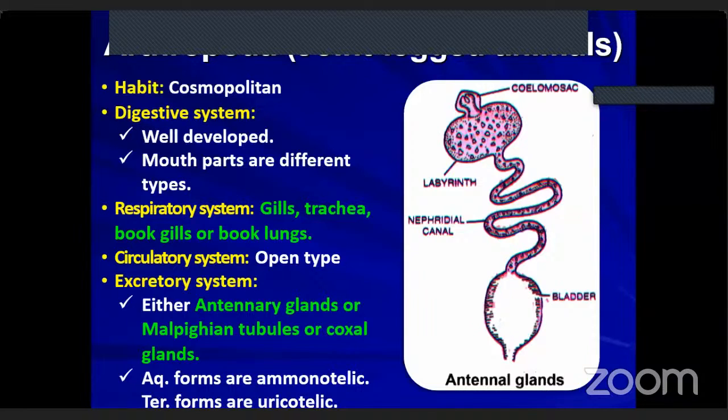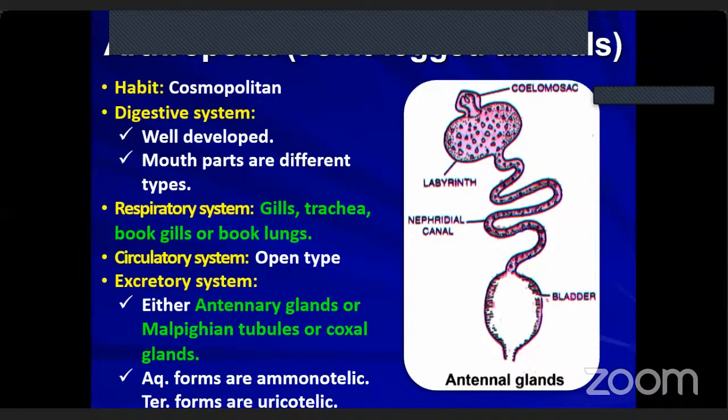So the digestive system is well developed. Mouth parts are of different types. There are sucking types, piercing types, grinding types, sponging types. There are different types of mouth parts found in arthropods. Next, respiratory system by gills, trachea, book gills, or book lungs. So based on where they are. For example, if they are aquatic, gills. If they are terrestrial, trachea. Book gills in scorpions. Okay, remember this.